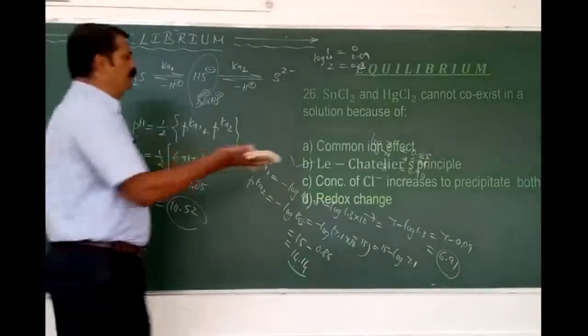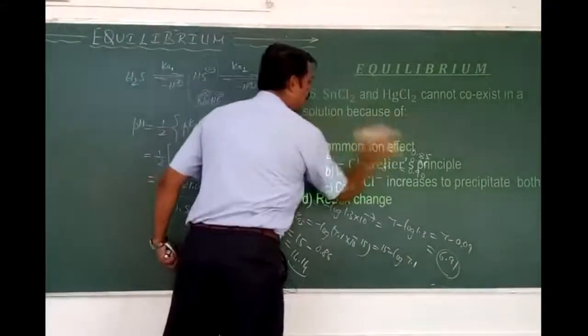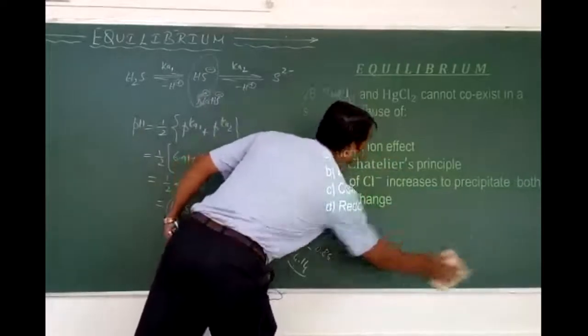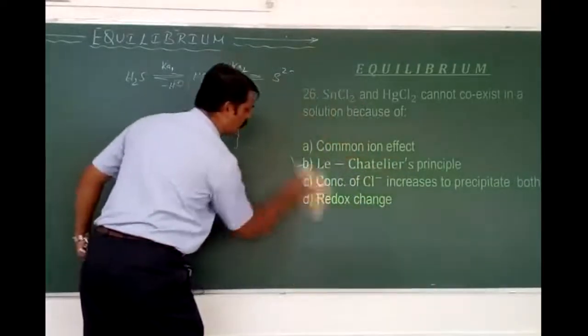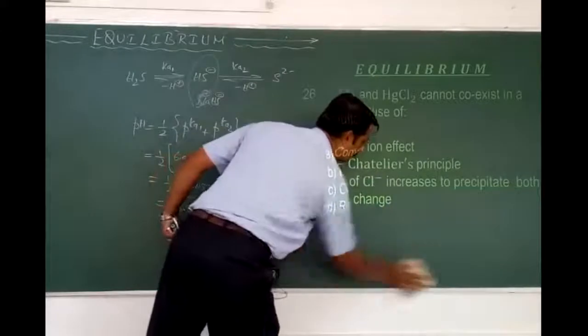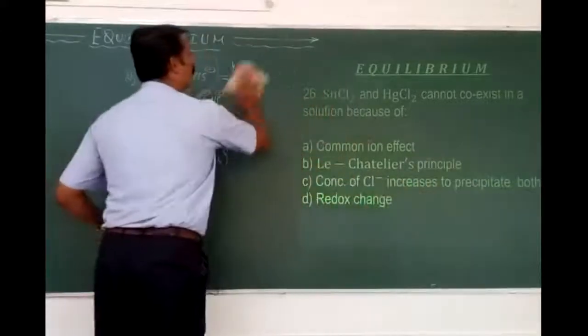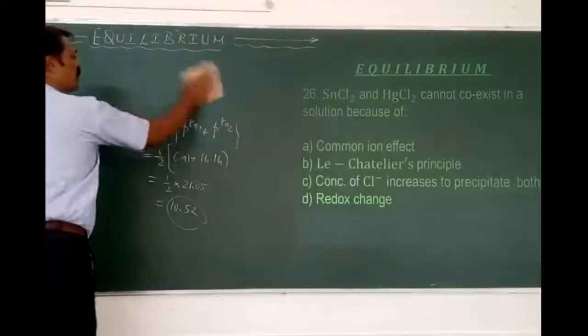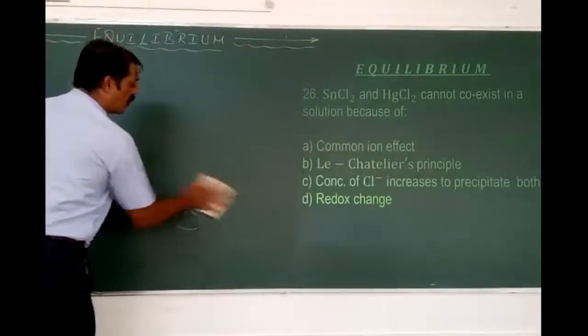Next is: stannous chloride and mercuric chloride cannot exist in the solution. Why? Stannous chloride and mercuric chloride, HgCl2, which is called mercuric chloride, cannot exist in the solution.